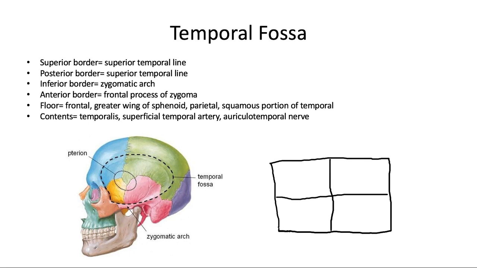The top left one we're going to label frontal. That's going to be the frontal bone of this drawing. The bottom left we're going to call the sphenoid. The top right we're going to call the parietal. And the bottom right we're going to call temporal.